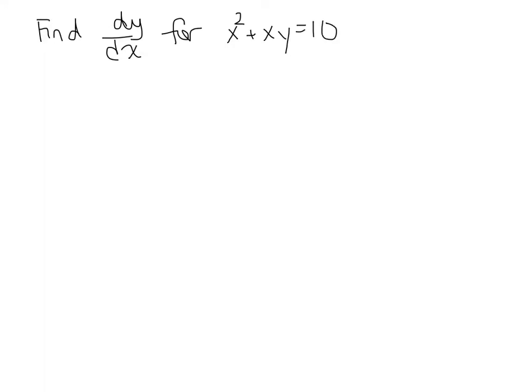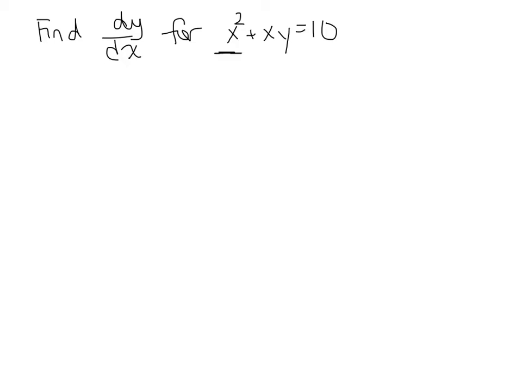Our first example, we're going to find dy/dx for the equation x squared plus xy equals 10. So that's sort of part one. In this case, we're going to start out by taking the derivative of both sides. Keep in mind, that's the big idea. We have an equation. We do it to one side, we do it to the other side.